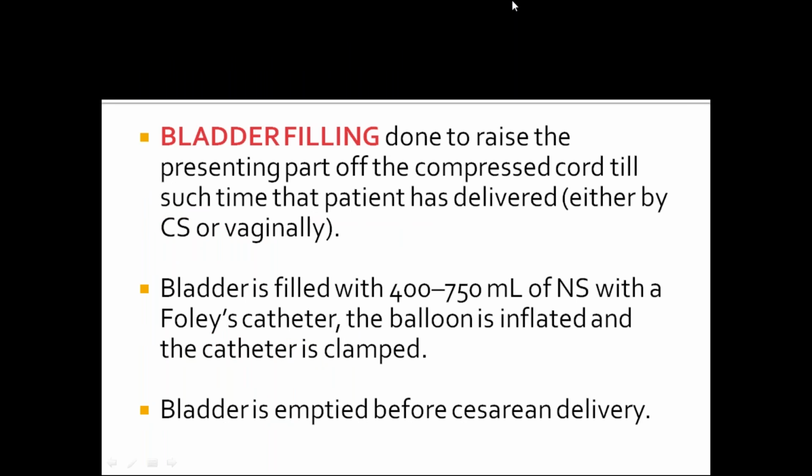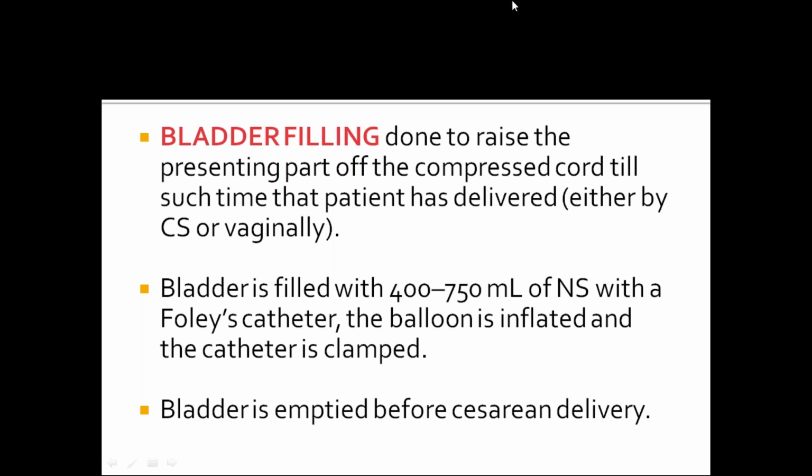Number 3, bladder filling to be done to raise the presenting part off the compressed cord. What will happen when you fill the bladder? The bladder filling is done to raise the presenting part off the compressed cord till such time the patient has delivered, either by cesarean section or vaginally.